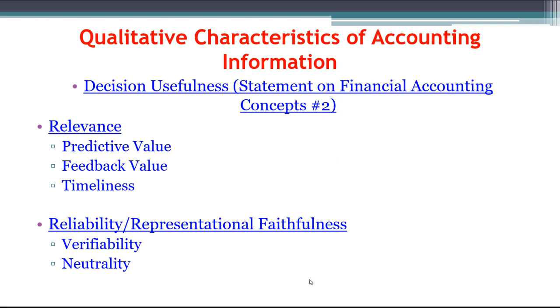Feedback value is information that after the fact allows us to determine whether or not a prediction was true or not. So the reason that's so important is that it allows us to change our decision making, our prediction models for the future. We need both predictive and eventually feedback value.